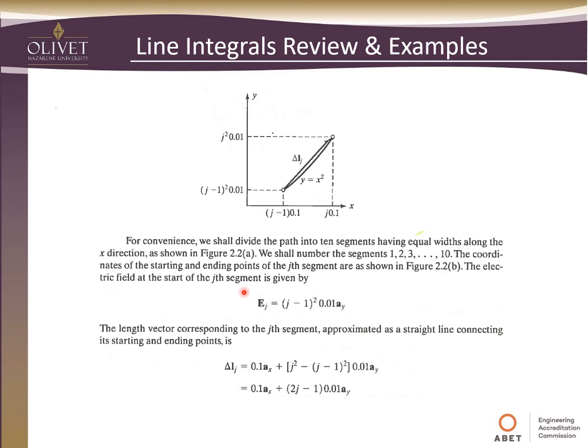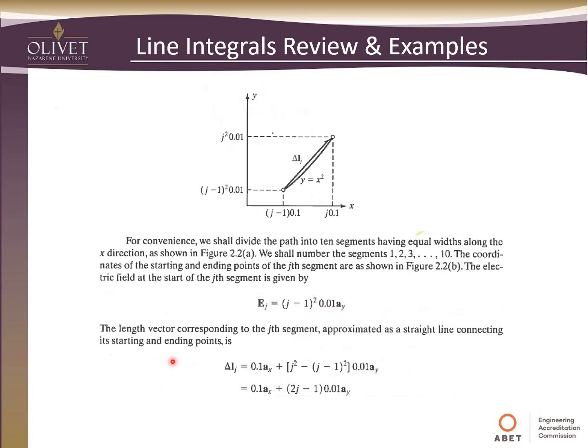When we look at what our field is at each point, remember our field was defined on the previous page. We get that E_j is going to be (j minus 1) squared times 0.01 ay. So this is our y value that this gives us. Remember it was y ay, and since there's 10 segments, it'll be 0.01.